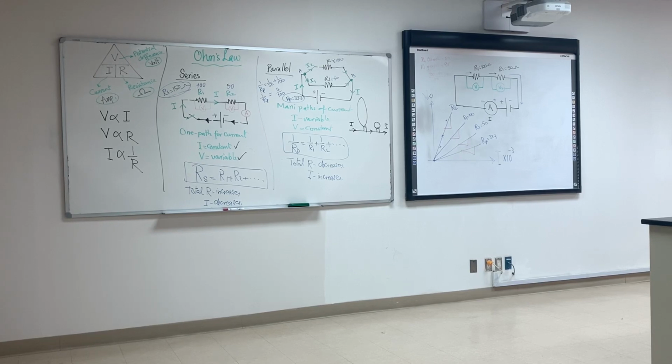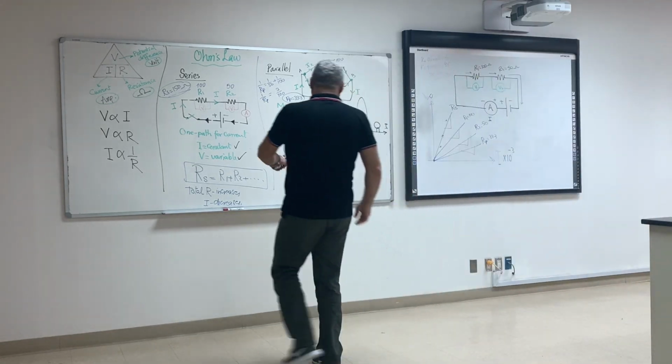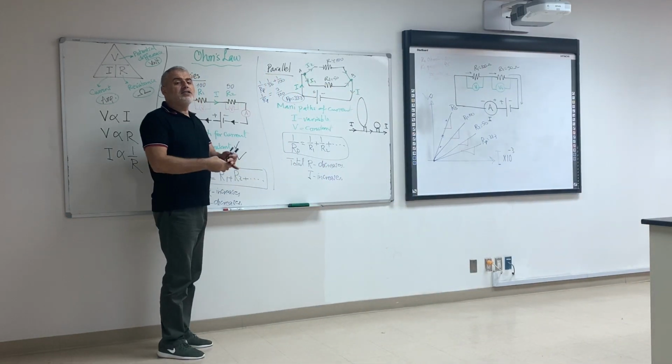It's a series, right? It's not branching. Why did it go off? Because we have one path for the current. If you close it, you close all of it. Is that clear for you? Let's go to the parallel.